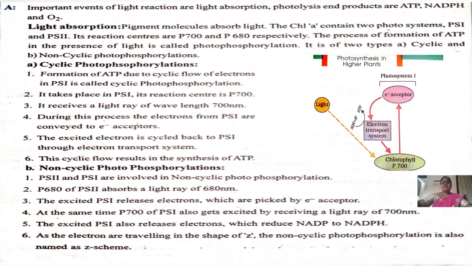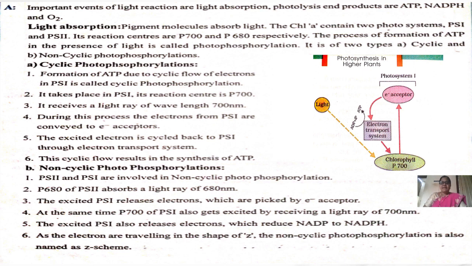The important events present in the light reactions are light absorption, photolysis, and the end products ATP, NADPH and oxygen. The first one is light absorption. In light absorption, so many hundreds of pigment molecules are present.